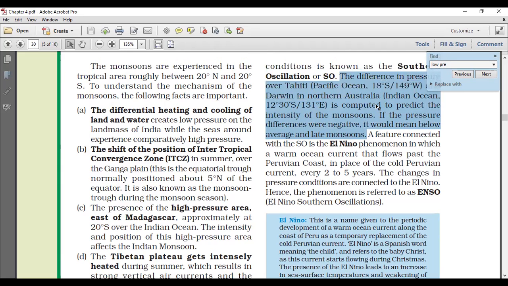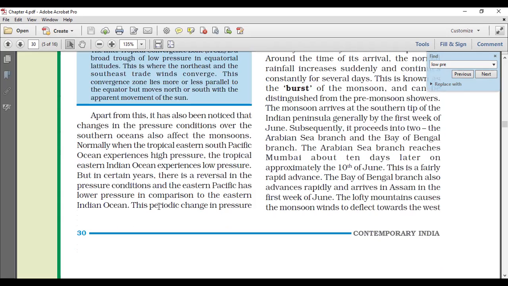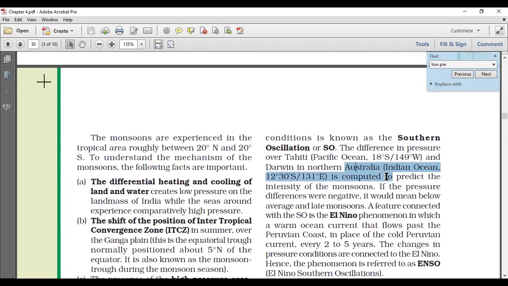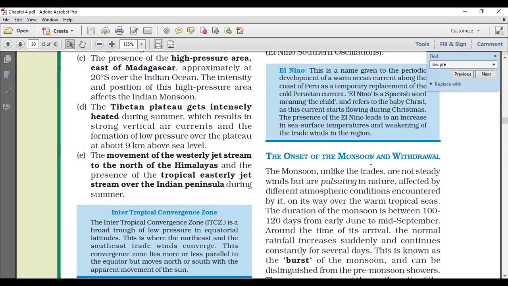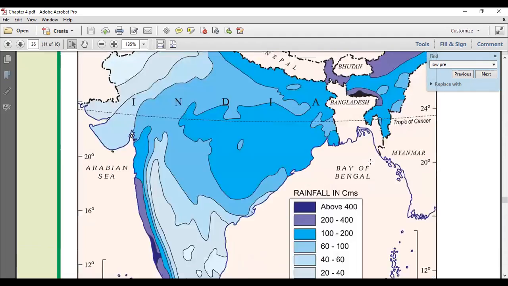So this is your sixth point. So 1, 2, 3, 4, then the periodic change in pressure conditions over the Southern Ocean and the Indian Ocean, and finally this Tahiti and Darwin. Okay. Next question.